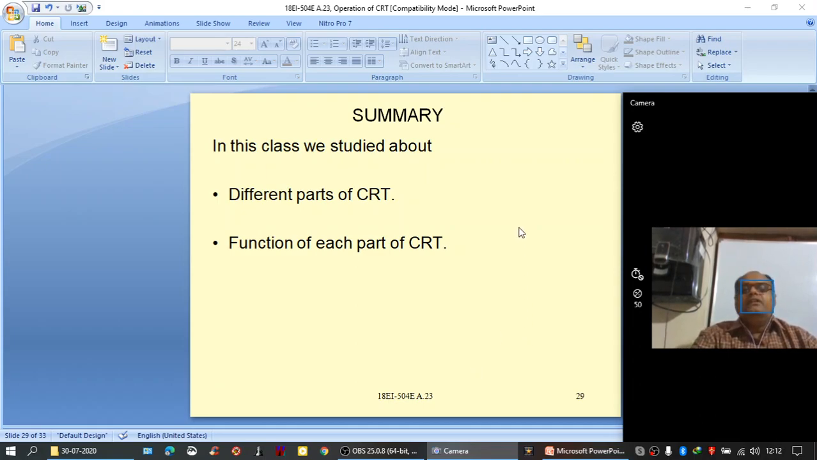So this is all about the different parts of CRT and the function of each part of CRT. Let us stop here and we will discuss the next topic later. Thank you.